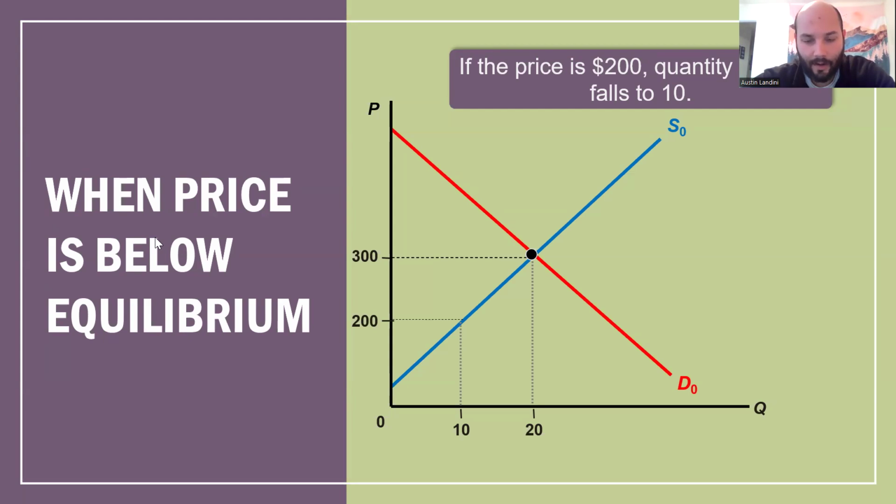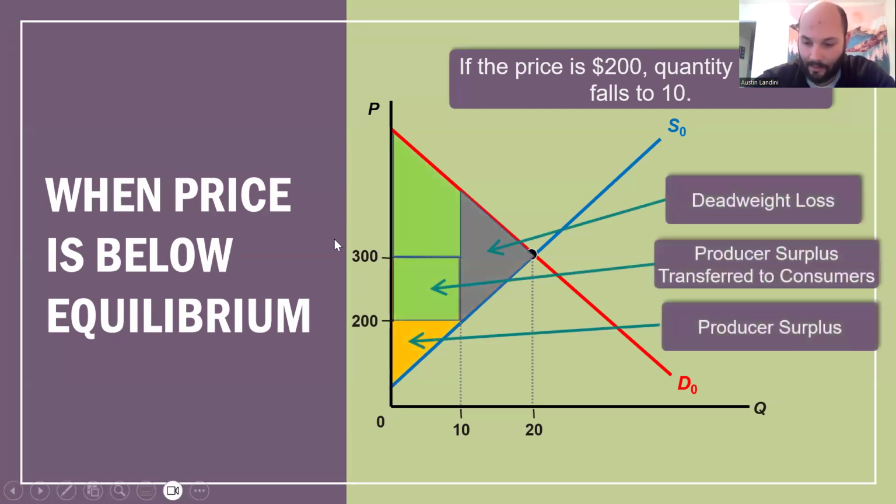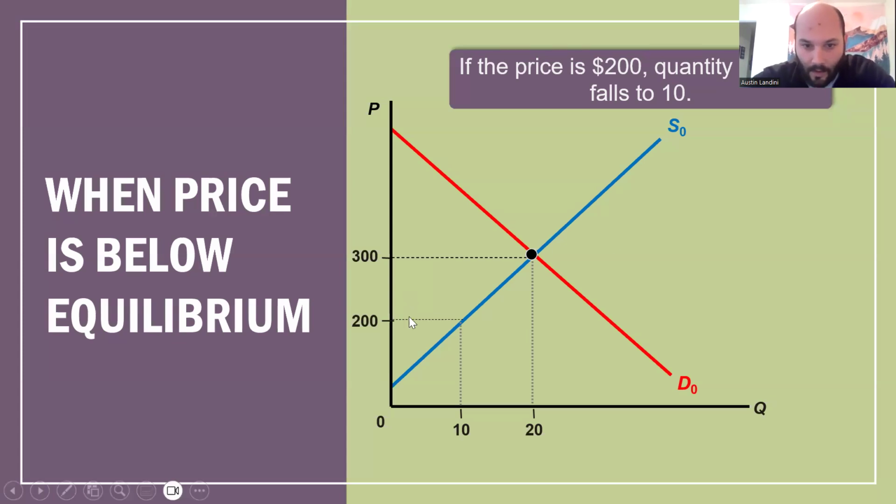So here is an example of a price which is below the equilibrium price. Consider a price of 200. At a price of 200, that's good for consumers, right? We have more people who demand this product than producers who are willing to supply. And so what we have in this example is a market shortage.